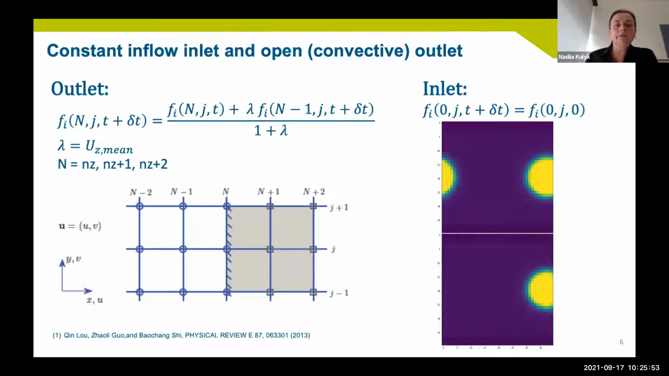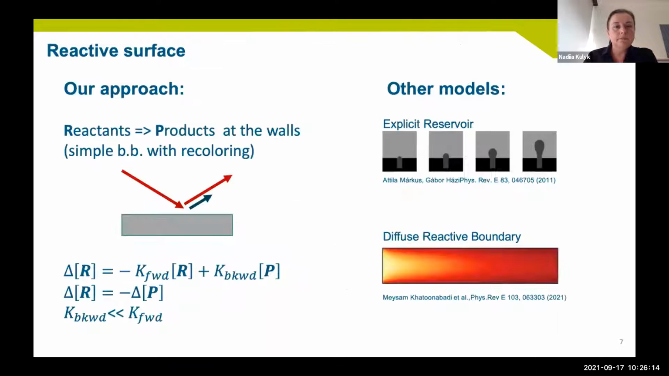A little technical detail: for flow-through reactors, we needed constant inlet conditions and an open outlet. We chose a convective outlet where we just stream the densities with the flow. For the reactive surface, we chose a simple bounce-back with recovery. Here we convert a part of the reactant populations into the product at the wall with some reaction rate. This way, the reaction rate depends on the concentration of both reactants and products. We are aware of other models, but this approach proved to be sufficient for our purposes.